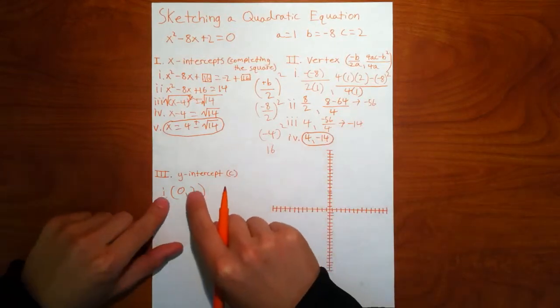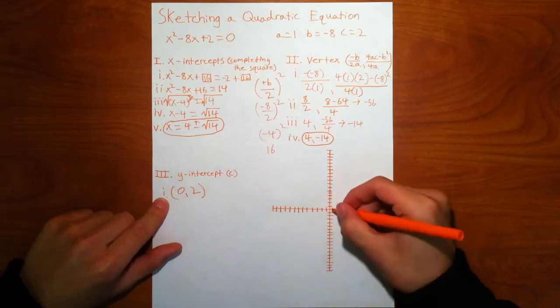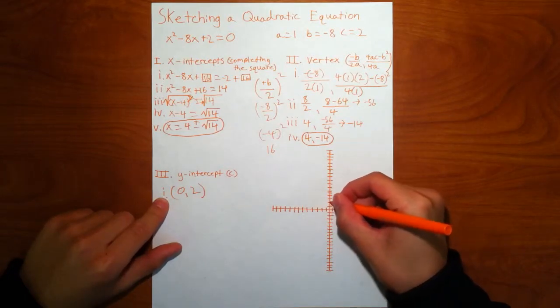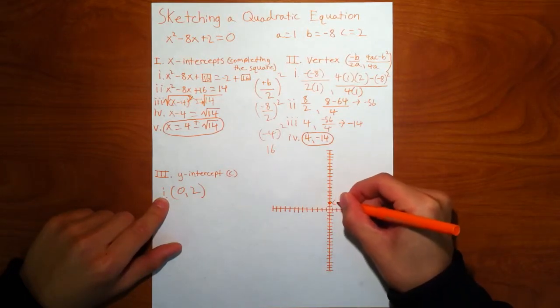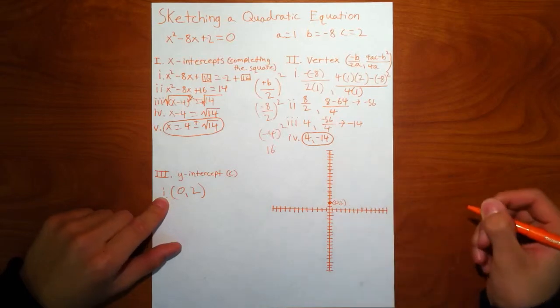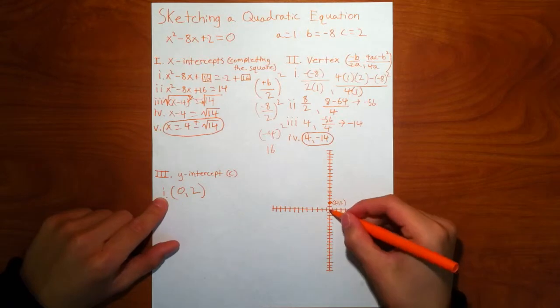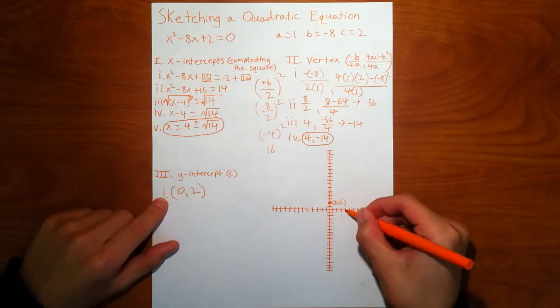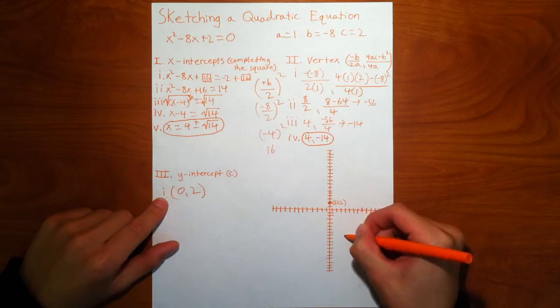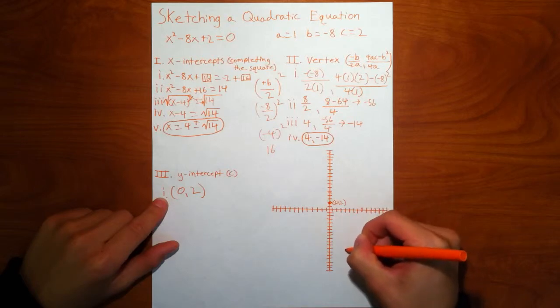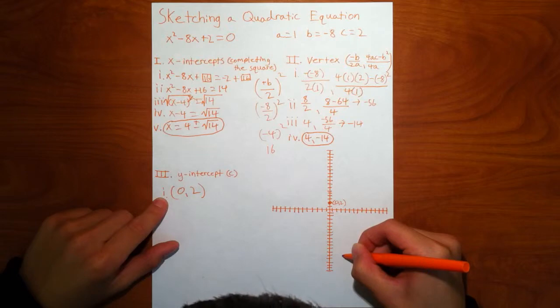So you can see that the y-intercept is 0, 2, so I'm going to graph that. 0, 1, 2. I can see that 4, negative 14 is going to be the vertex. 2, 3, 4. 1, 2, 3, 4, 5, 6, 7, 8, 9, 10, 11, 12, 13, 14.